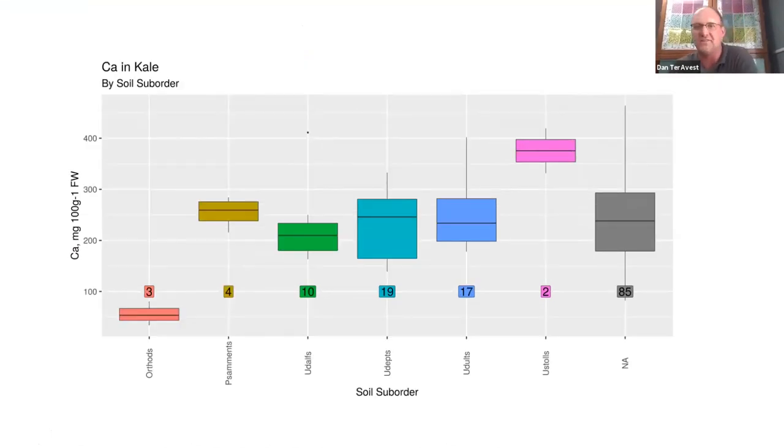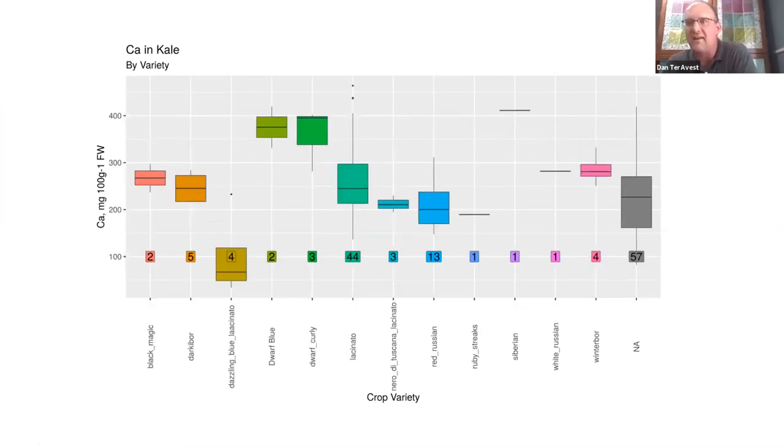So what about soil type? This is the same type of graph, except now we're looking at the basic soil suborder of each of these samples. And again, we see this one little outlier. It's got 2 points. It looks high, way above the rest, but there's only two, so we don't really have enough samples to say anything. So I'm not seeing anything here that says that soil suborder, just that basic soil type, is what's driving variability of calcium in kale. So what about genetics?